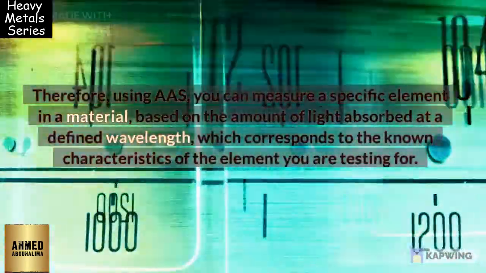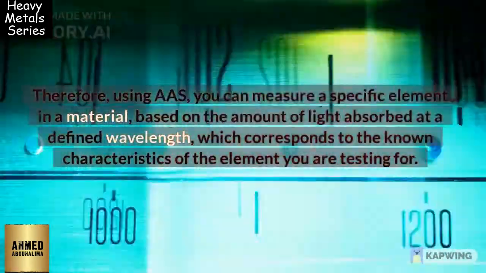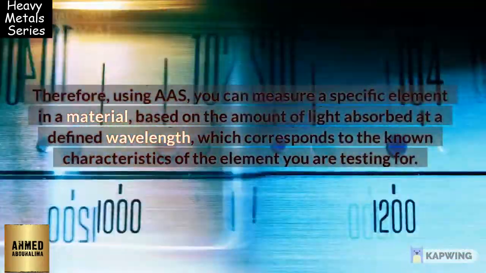Therefore, using AAS, you can measure a specific element in a material, based on the amount of light absorbed at a defined wavelength, which corresponds to the known characteristics of the element you are testing for.